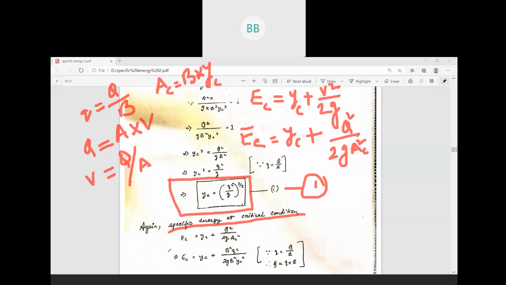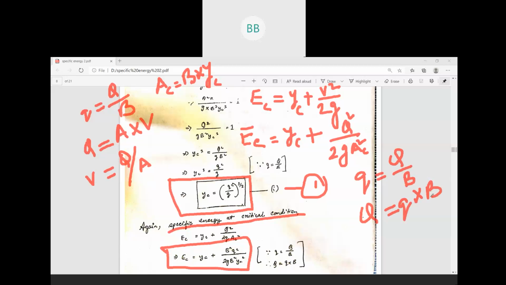That is why, in the next expression, we replace this Q. As we know, small q is nothing but Q by B. So Q is equal to small q multiplied by B. Small q is nothing but discharge per unit width of the channel. So that discharge you can also write as small q multiplied by the width of the channel. So we are going to replace this capital Q.